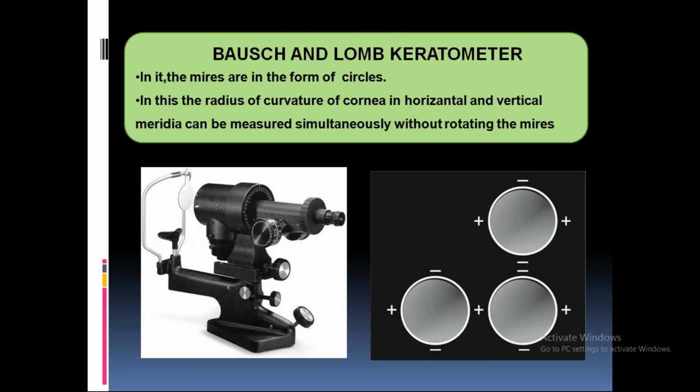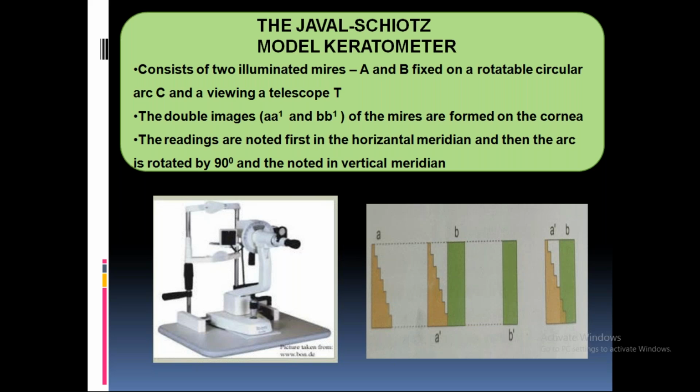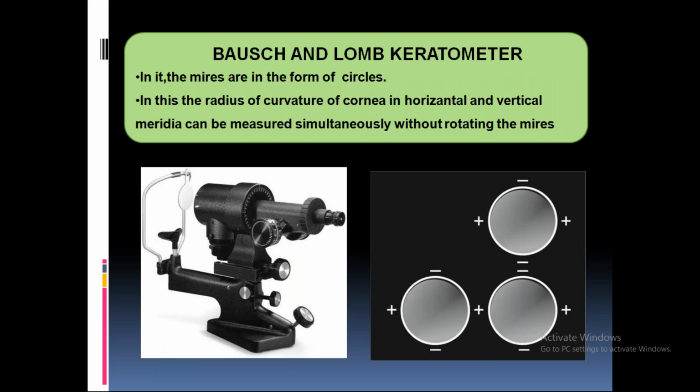These are the various types of keratometer. This is a Javal-Schiotz model keratometer. This is the Bausch and Lomb keratometer. Almost all ophthalmologists use the Bausch and Lomb keratometer. In this, the mires are formed in the form of circles. The radius of curvature of the cornea in the horizontal and vertical meridians can be measured simultaneously without rotating the mires. You have to superimpose these mires until they form a plus sign like this.